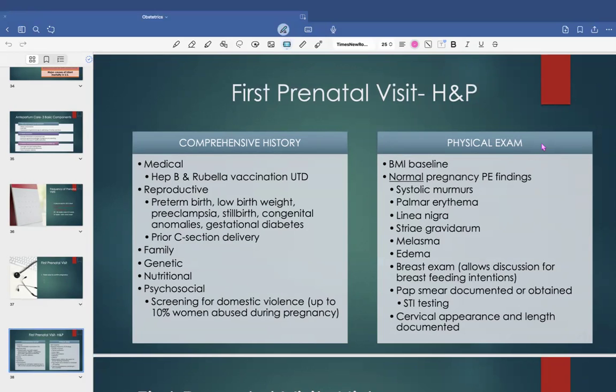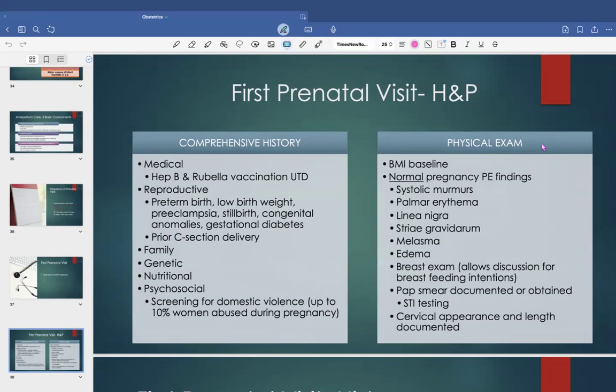Psychosocial, that's a screen for domestic violence. Up to 10% of women are abused during pregnancy. We're gonna talk about this more in loss and pregnancy, traumas and pregnancy complications, how the placenta can sometimes separate because of the trauma to the abdomen.